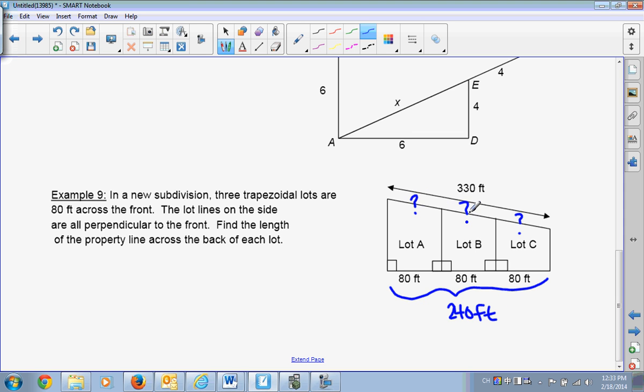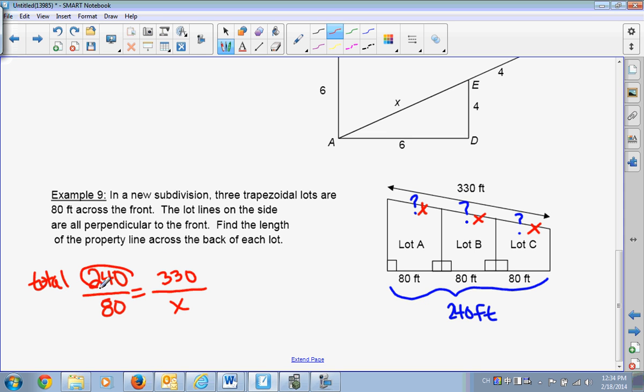So what I'm going to go ahead and do is find the total across the front of all 3 lots. So 80 plus 80 plus 80 is 240 feet. And we know that these are going to be proportional across the back, and the total is 330 feet, so we're going to go ahead and set up our proportion. So total is 240 across the front, over one of our lots is 80, is equal to, this was the total on top, so the total across the back would be 330 over one of the lots we don't know. We don't know what each one of the lots on the back are.